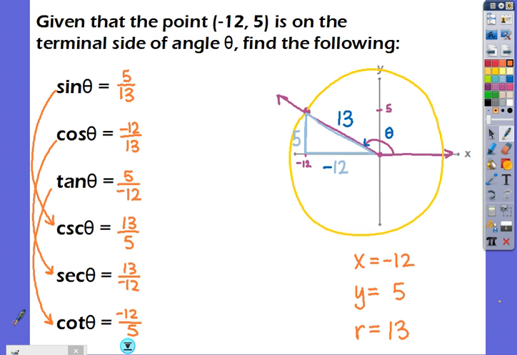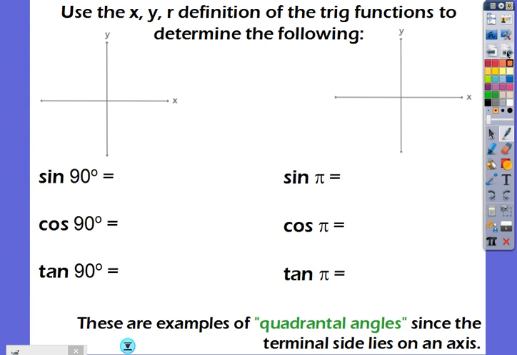So when they give you a point on the terminal side, your job is to find that radius, right? The Pythagorean theorem will always do that for you. And once you have that, you can figure out the sine of this obtuse angle, which we've never done before, so that's kind of exciting. And this will even start to make sense why your calculator is able to do that.